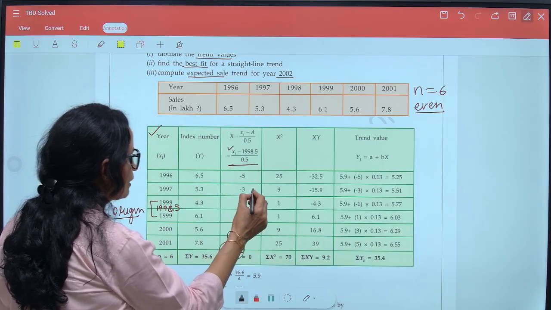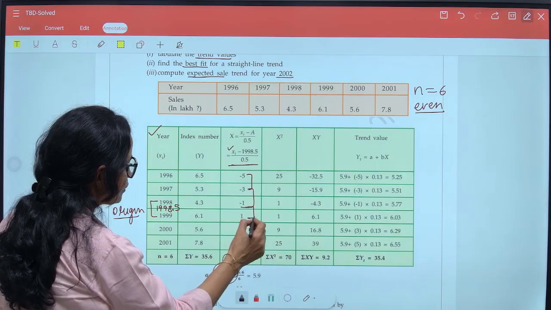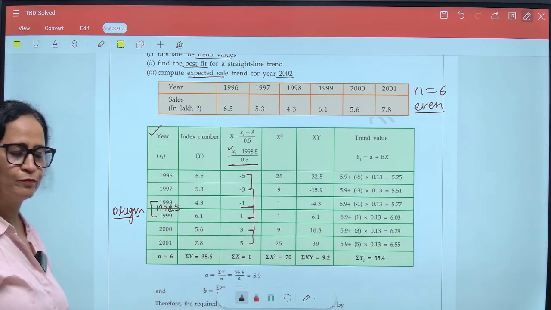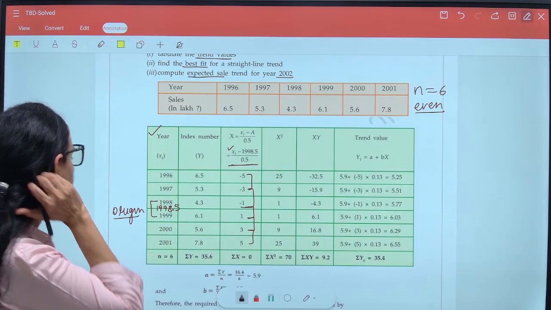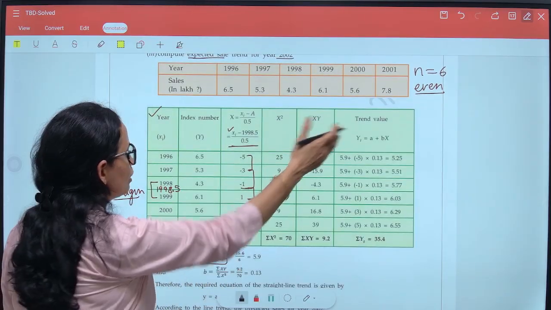Now if you see, the gap between these is 2, 2, 2. Here it is 1, 3 and then 5. Sum of this column is anyway 0, which was our assumption. So now again we find the value of A. How do we find the value of A? We don't need any columns for finding the value of A.